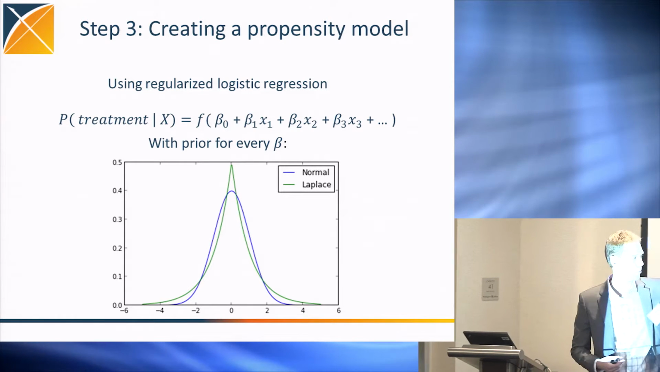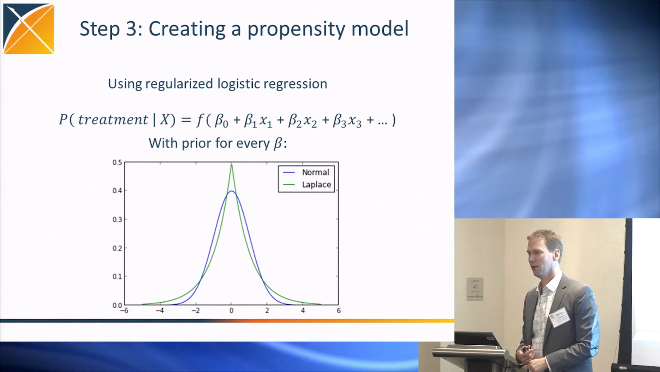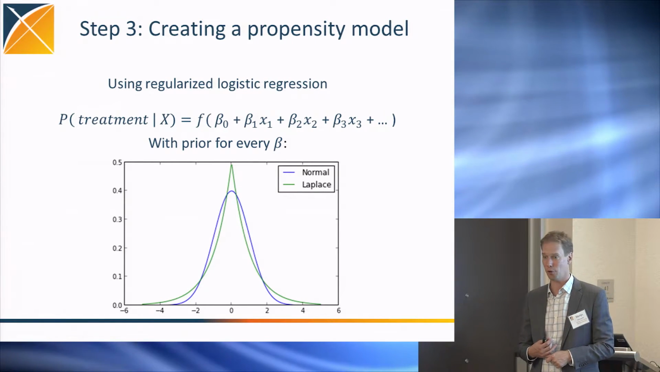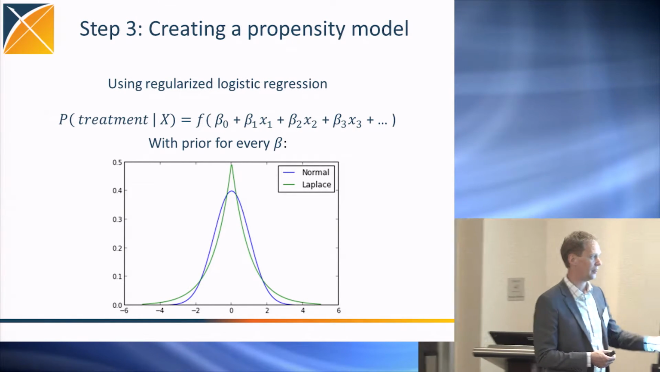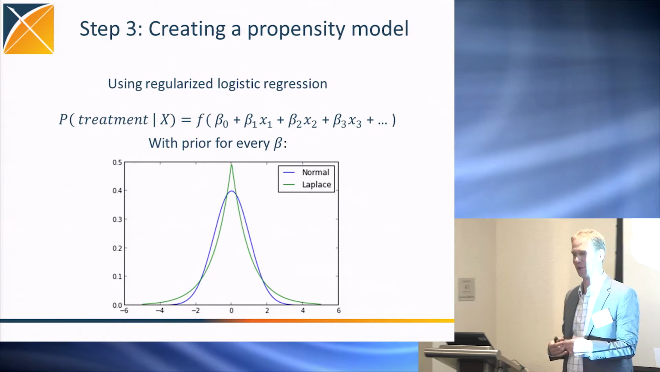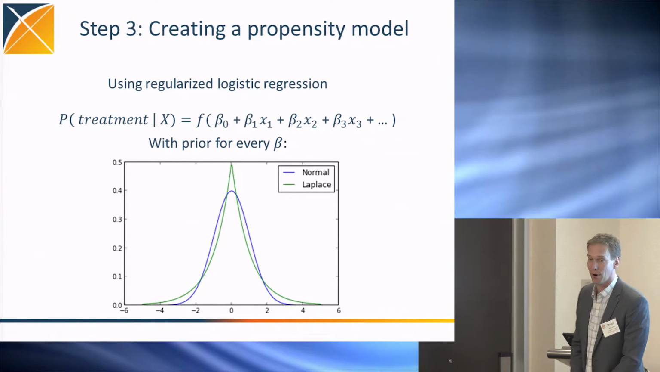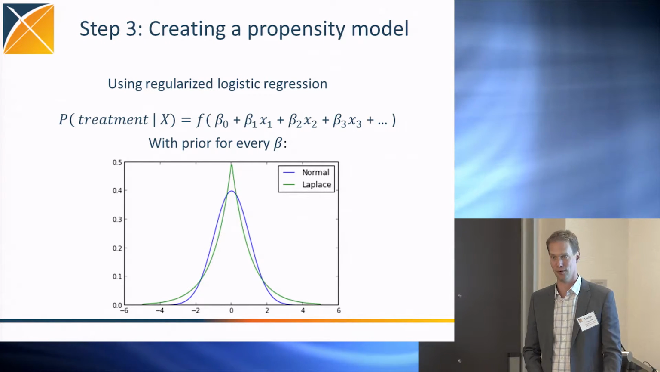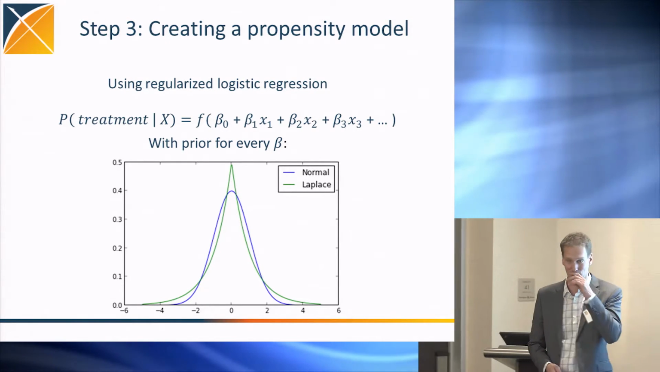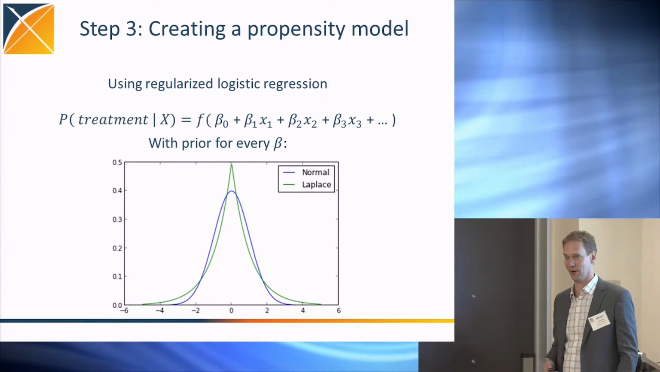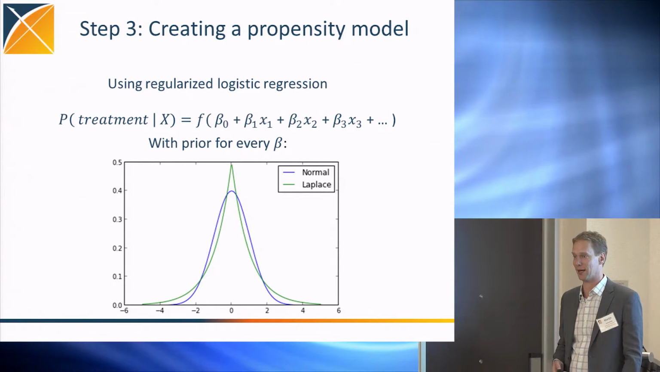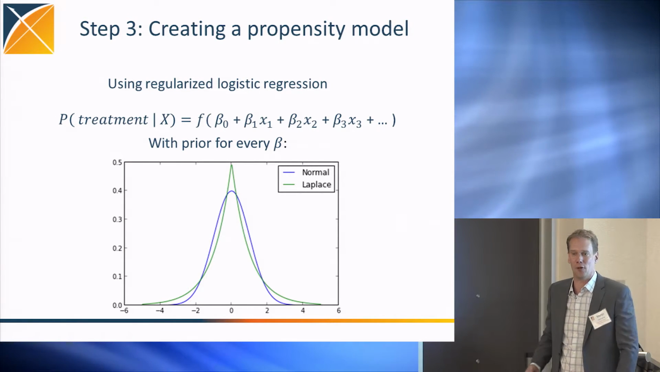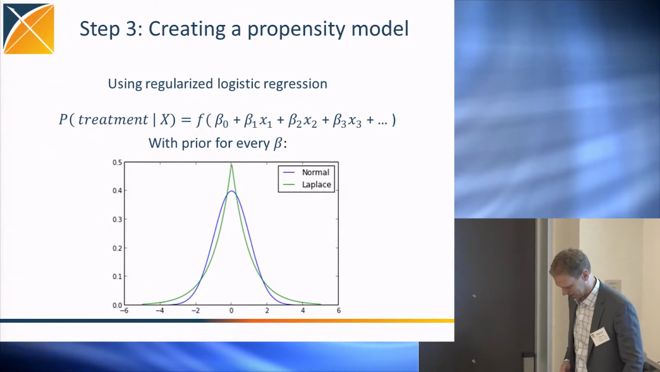One is a normal prior, which basically expresses the belief that most of these betas will be small. And we have a Laplace prior that basically expresses the belief that most of them are small, and actually most of them will be exactly equal to 0. So we prefer the Laplace prior because the end result is that most of the betas will be exactly equal to 0. And we can consider them to have fallen out of the model, and we no longer need to consider them.